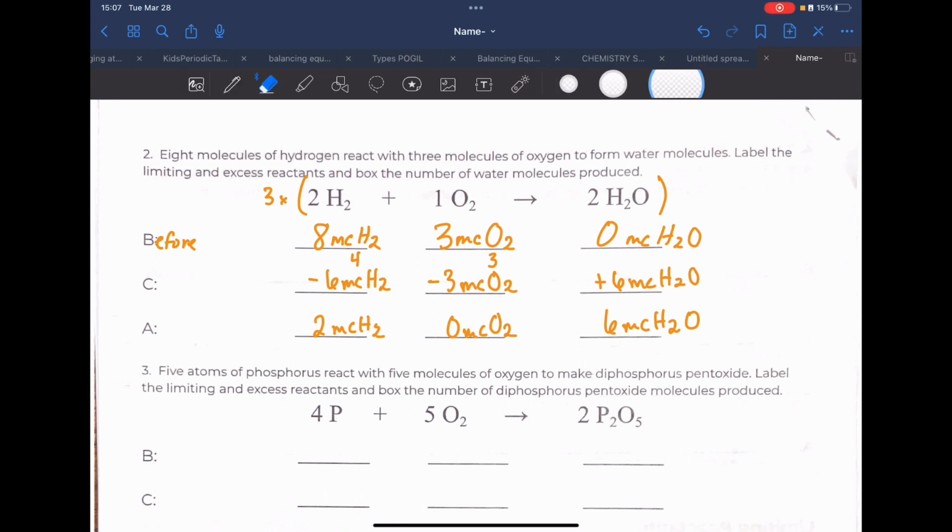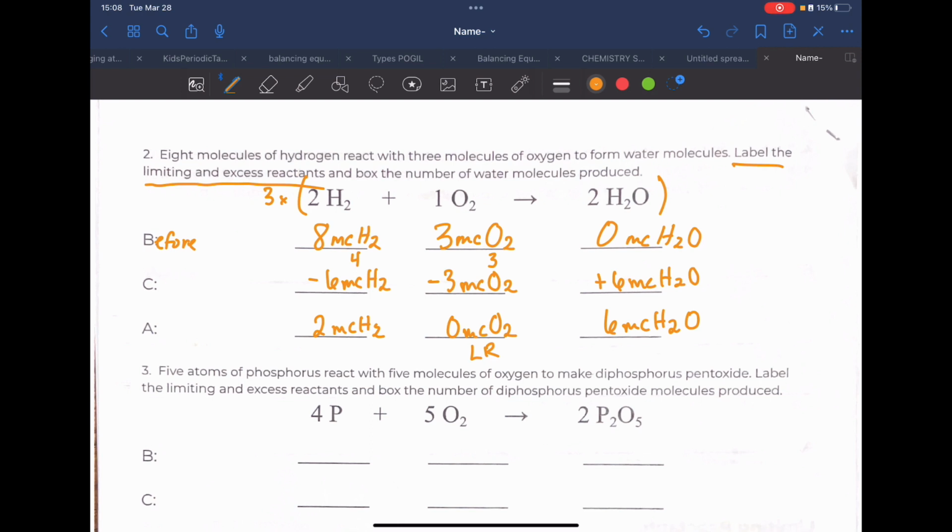Instead of circling what's left over, this says to label the limiting and excess reactants. So I should have done that on the last one, but I'll do it now. Label the limiting and excess reactant. The limiting reactant, just like the limiting ingredient, is the thing that runs out first. It's the thing that's limiting how much product we can make. That's always going to be the thing that turns to 0, the thing that we have none left of at the end. That's the limiting reactant.